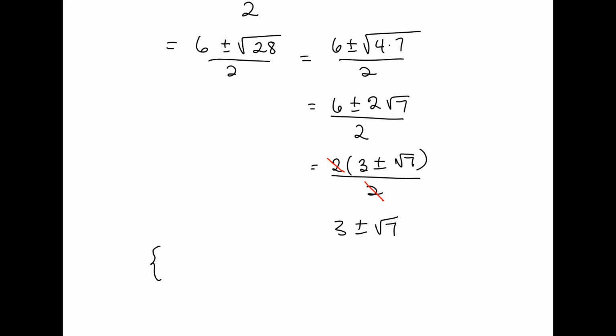So all 3 solutions include negative 6, 3 plus the square root of 7, and 3 minus the square root of 7. You have to simplify your quadratic solution, and you have to simplify it properly.